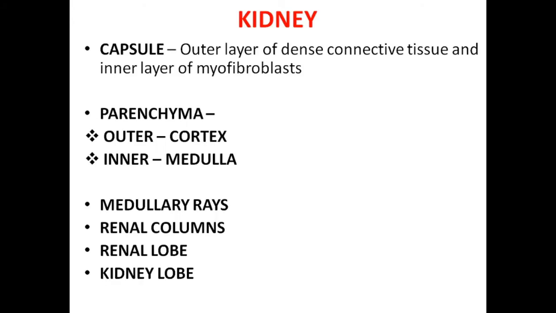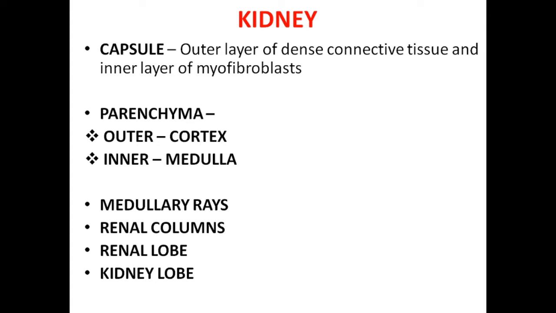As we know grossly that kidney is covered by a capsule, and that capsule is made up of outer layer of dense connective tissue and inner layer of myofibroblast. When we cut the kidney in a coronal manner and we open up the kidney, we will be able to find the parenchyma made up of the outer cortex and inner medulla. The medulla is in the form of pyramids. This you already know in your gross lectures.